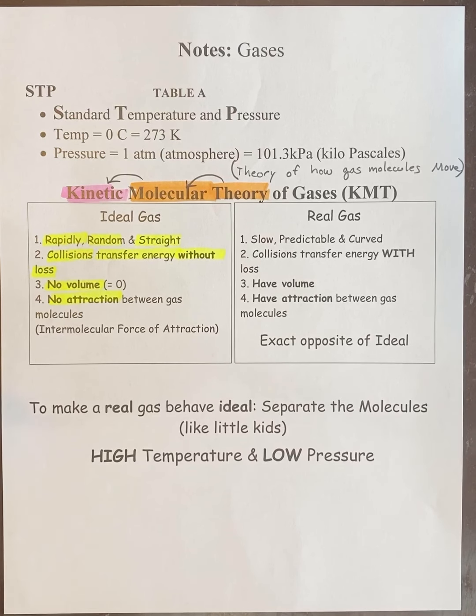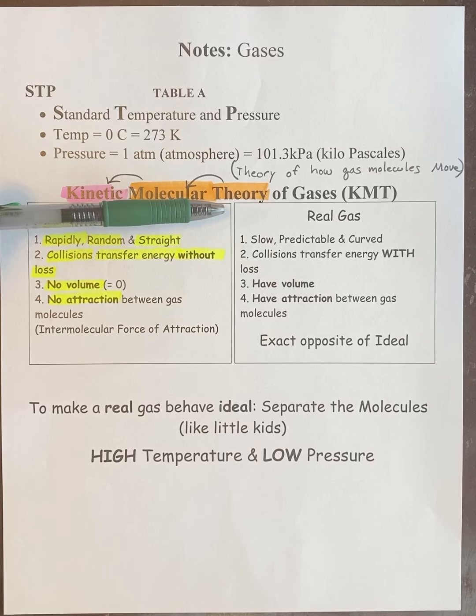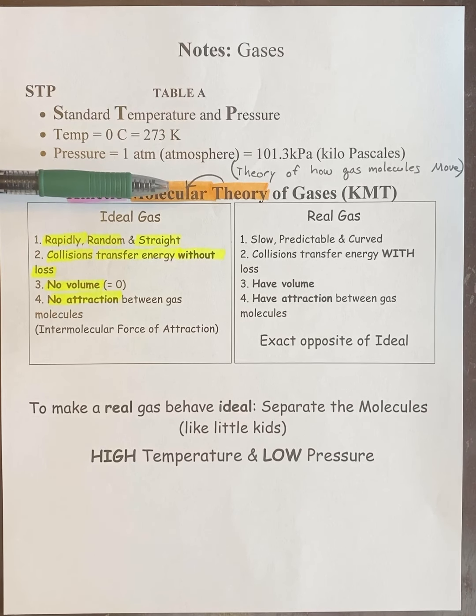Now let's get to what we call KMT, or the kinetic molecular theory of gases. If you read it backwards, it explains exactly what it is. Theory is just an idea. Molecular refers to molecules. Kinetic means movement. So it is the theory or the idea of how molecules, specifically gas molecules, move. So if you read it backwards, it explains what it is. So this is how gas molecules move.